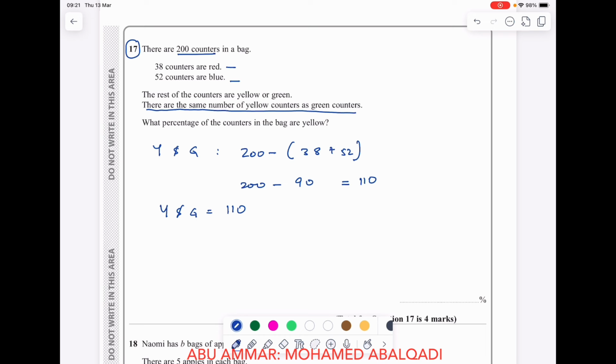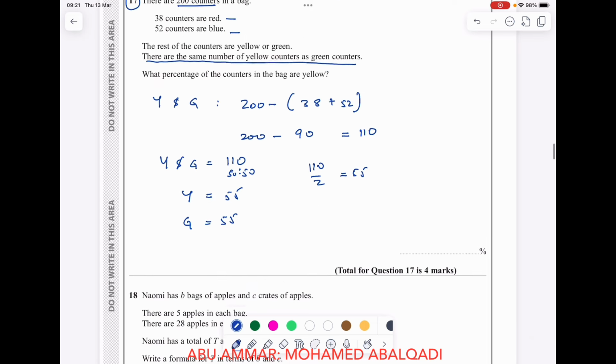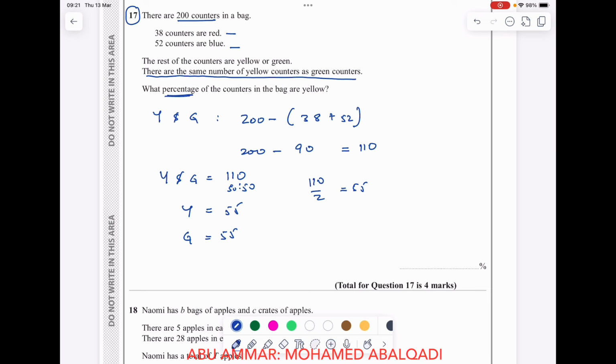So what percentage of the counters are yellow? If the amount is 50 to 50, the yellow and the green counters are each 110 divided by 2, which is 55. So 55 counters are yellow and 55 counters are green. The question is what percentage of the counters in the bag are yellow?